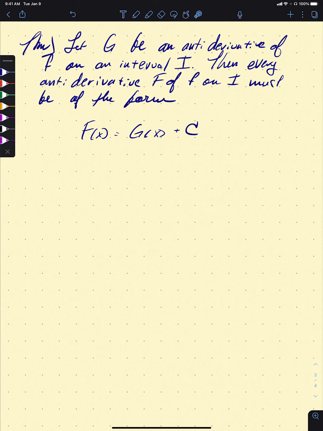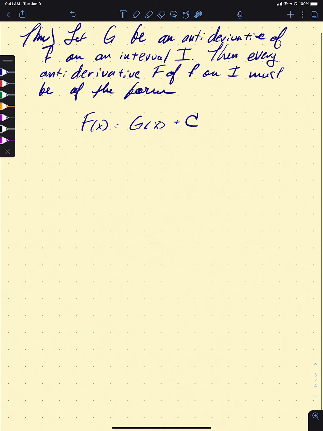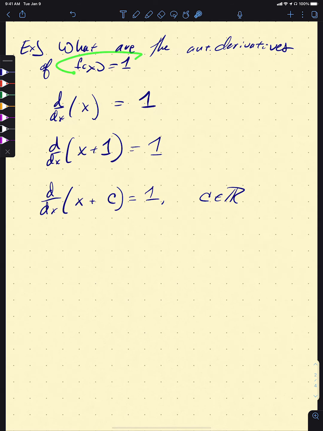And so what this is saying is, once we know one antiderivative, we can form the whole family of them by taking that original antiderivative and then adding some constant. Maybe that constant is 1, 2, pi, e squared. It can be anything, right? Which means there are an infinite number of antiderivatives. Of our function f of x equals 1, there's an infinite number of antiderivatives. We can add any real number to our antiderivative x.